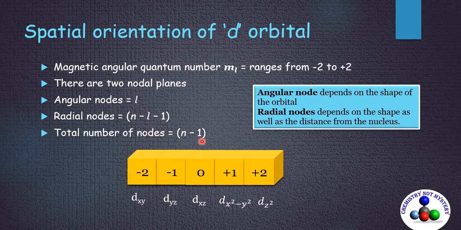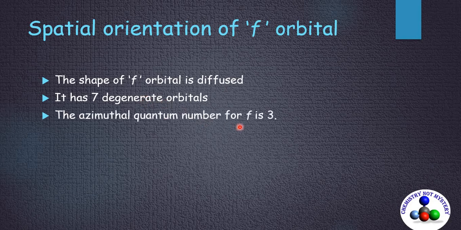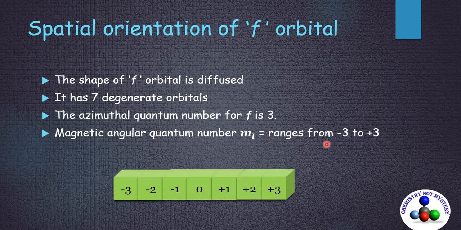Now come to the f orbital. Its shape is diffused and it has 7 degenerate orbitals. The azimuthal quantum number for f is 3. The magnetic orbital quantum number ranges from -3 to +3. The last quantum number is the spin quantum number.